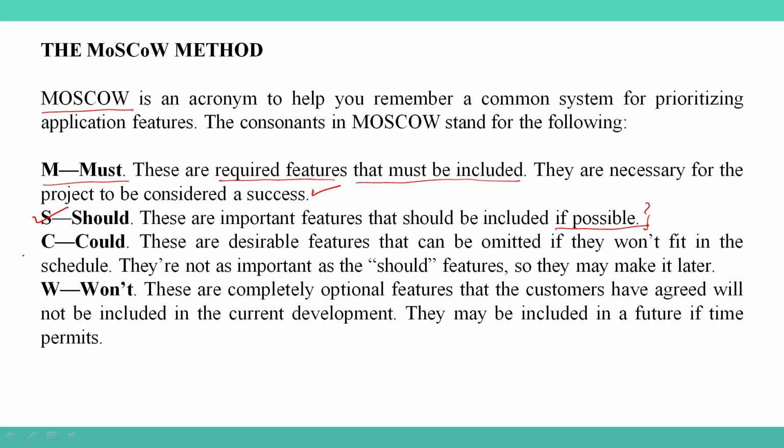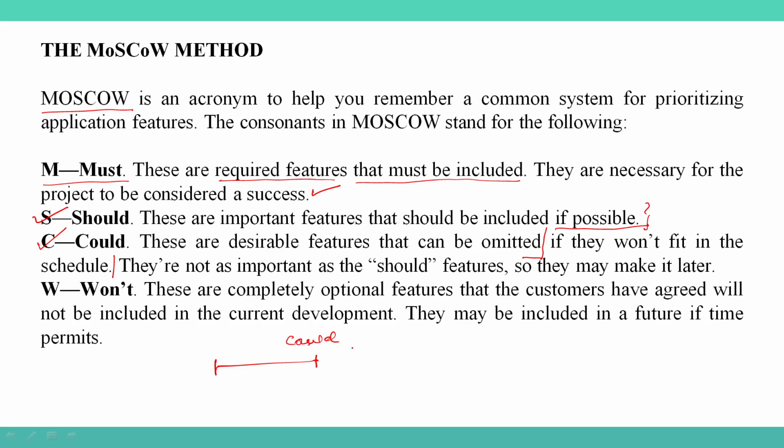Then next is could requirements. These are desirable features that can be omitted. ഇത് നിങ്ങൾക്ക് വേണ്ട നിങ്ങൾക്ക് ഒമിറ്റ് ചെയ്യണമെന്ന് തോന്നുന്നെങ്കിൽ ഒമിറ്റ് ചെയ്യാം. If they don't fit in the schedule, നിങ്ങളുടെ you have a time frame for development of your project. ഈ റിക്വയർമെന്റ്സ്, ചില റിക്വയർമെന്റ്സ് നിങ്ങളുടെ ഈ ടൈം ഫ്രെയിമിനുള്ളിൽ കൊണ്ടുവരാൻ ബുദ്ധിമുട്ടാണ്. അപ്പൊ നമ്മൾ എന്ത് ചെയ്യും?